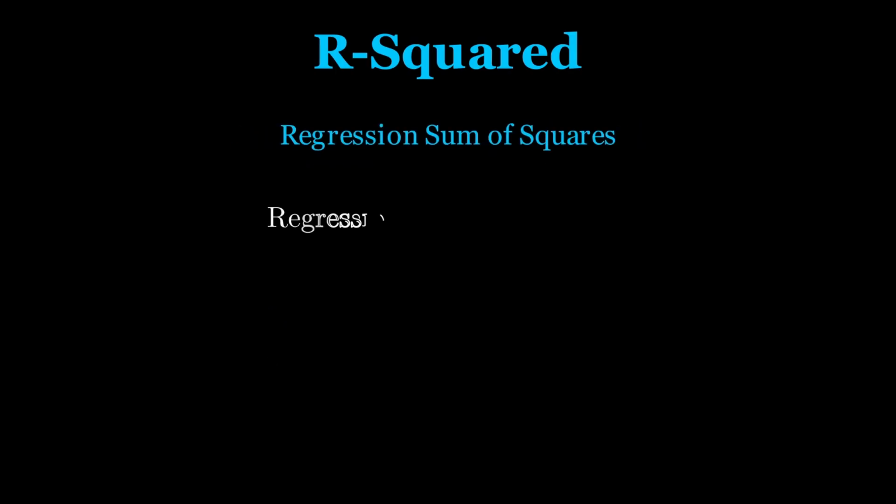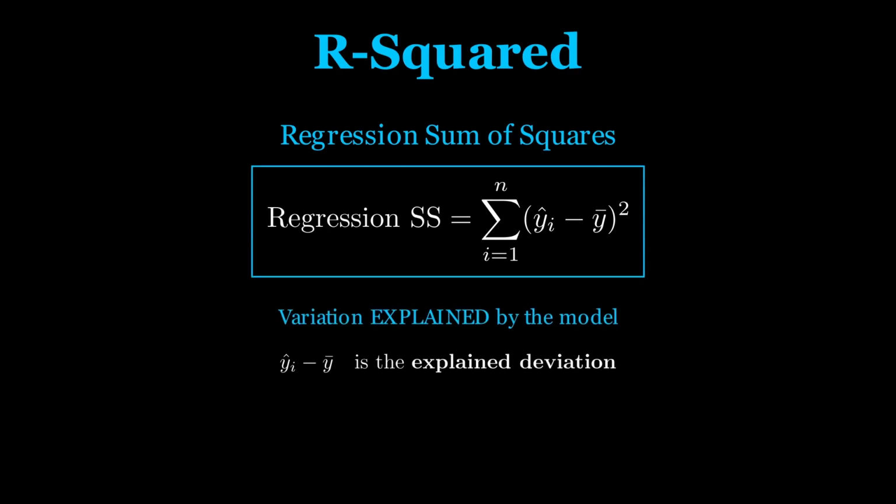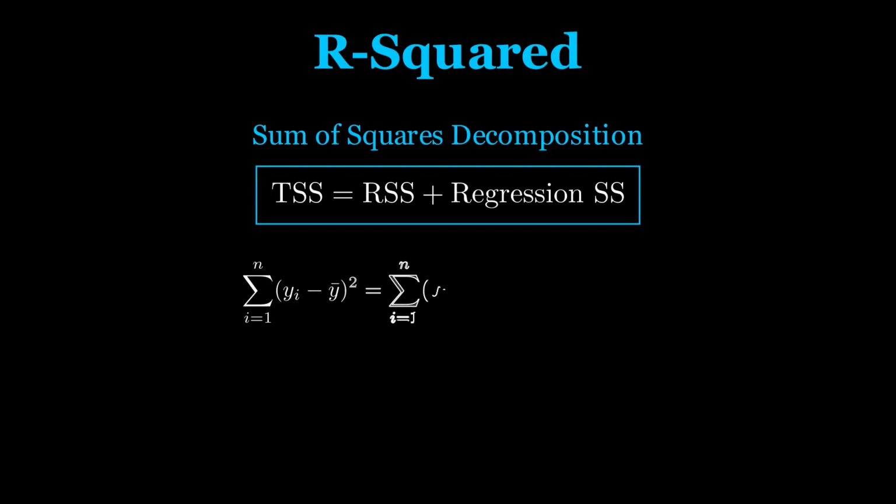And finally, the regression sum of squares, which measures the variation explained by the model. It equals the sum of y hat sub i minus y bar quantity squared. This is the part of the variation that the model captures. The term y hat sub i minus y bar is the explained deviation. Here is the key relationship that ties everything together. Total variation equals unexplained variation plus explained variation. Or, in terms of formulas, TSS equals RSS plus regression sum of squares.